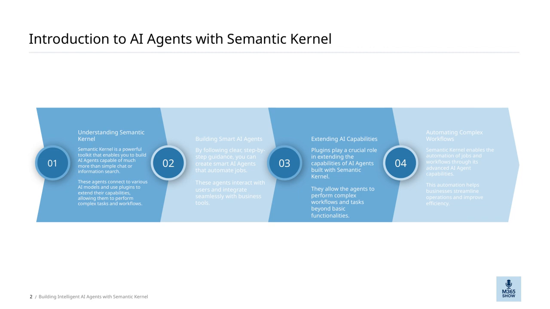A key point is the role of plugins. They are crucial because they enable these agents to perform complex workflows and tasks, pushing the boundaries of what AI can do. Symantec Kernel essentially empowers us to automate jobs and workflows, helping businesses streamline operations and boost productivity. Throughout this presentation, we'll see how building smart AI agents with Symantec Kernel is not only possible, but also highly effective for modern business needs.